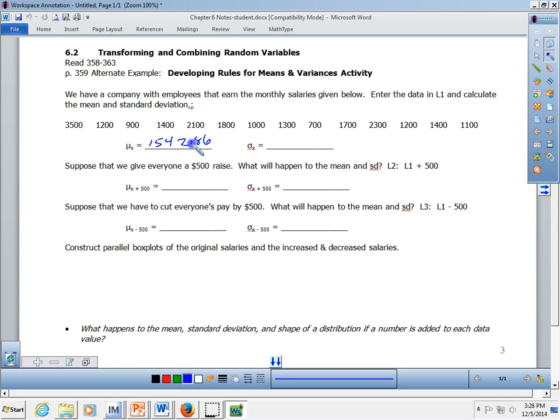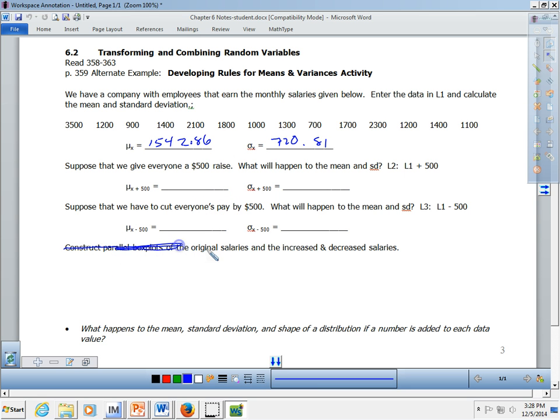And again, you can get this by just typing this into a list and doing a one variable stat just on that list. You don't need a frequency list if you're going to just list out all of your values, because we're not showing the calculator how often they occur. But anyway, the standard deviation is $720.81. So in this instance here, where they're giving everyone a $500 raise or cutting everyone's pay by $500, what will happen to the mean and standard deviation? You should be able to remember how to do that, so it'll be a nice review. Give that a shot and see what you come up with.